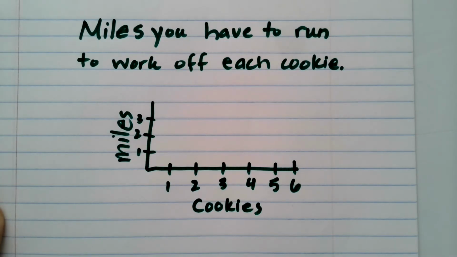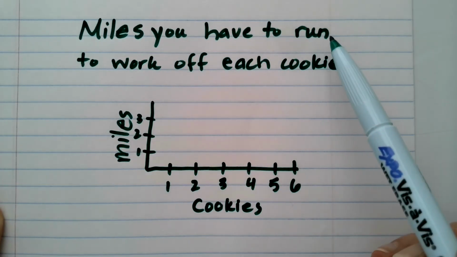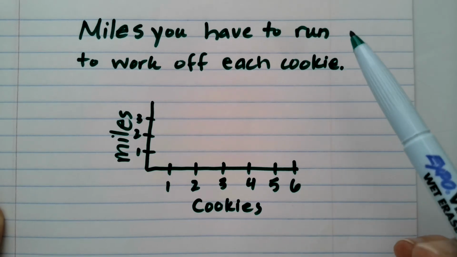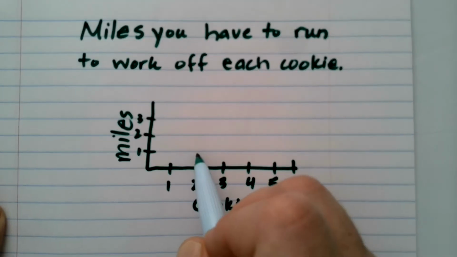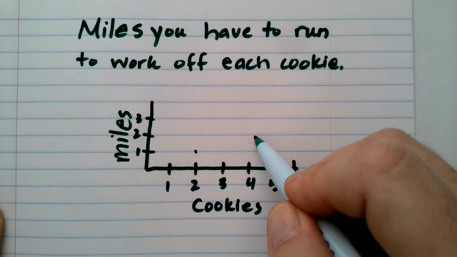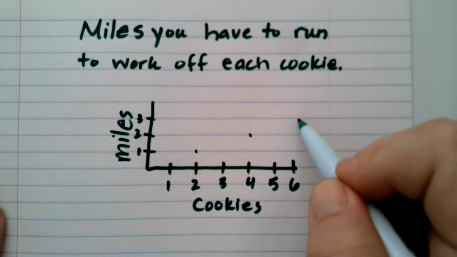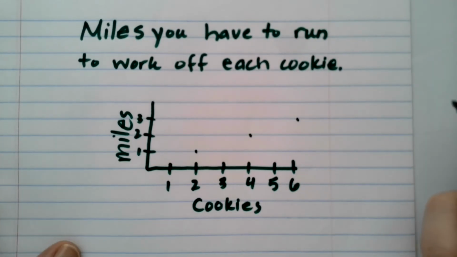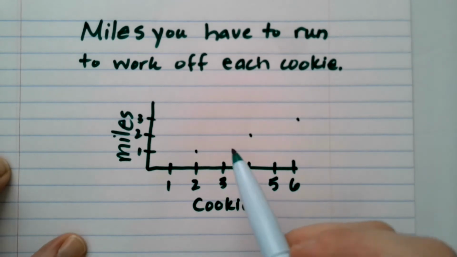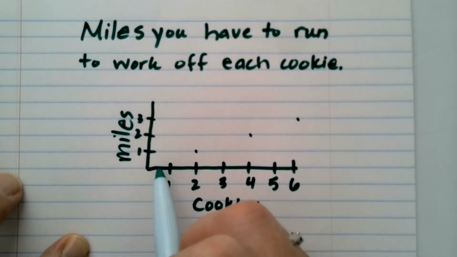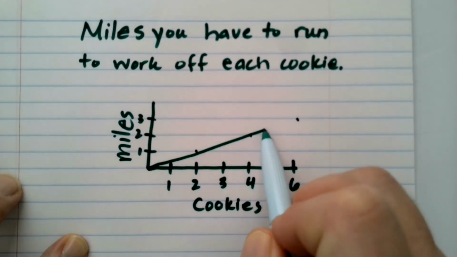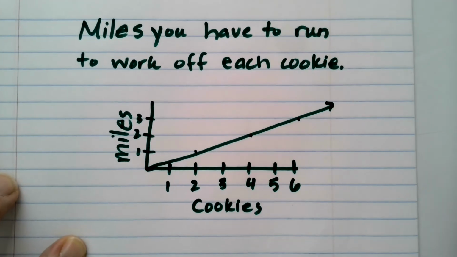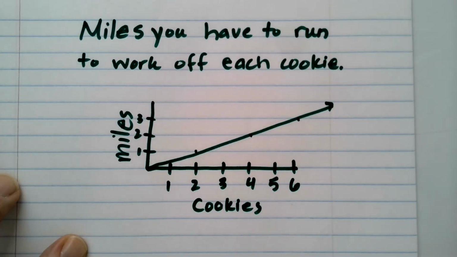Okay, now just for fun, we're going to pretend that you have to run a certain number of miles to work off each cookie. So I'm going to plot some points here on the graph and see if you can figure out how many miles you'd have to run to work off each cookie. So these are our points. If we get a straight edge, we could connect these points with a line that looks like that.